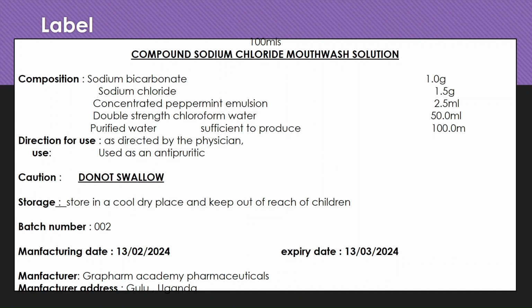After you have allocated your product expiry date, we have what we call a manufacturer. You put your manufacturer's name, and for this specific preparation, it is prepared by Grapharm Academy Pharmaceuticals, and then the manufacturer address is Gulu, Uganda. So that is what you needed to know about sodium chloride mouthwash.